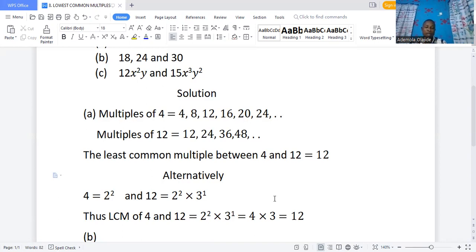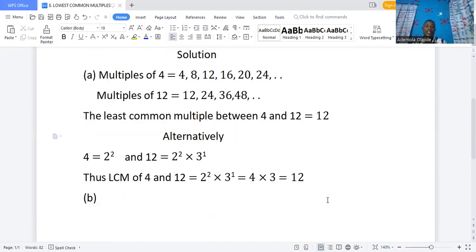So when you express in index form like this, the next thing you do is to say, here, 2 to the power of 2 is there, 2 to the power of 2 is there, so you choose one. Suppose one of them is 2 to the power of 3, while the other is 2 to the power of 2, you choose the one with the higher power. But since both of them have 2 to the power of 2, you choose that 2 to the power of 2. Then this one is just 3 to the power of 1, and it's not even appearing here. So just choose it like that.